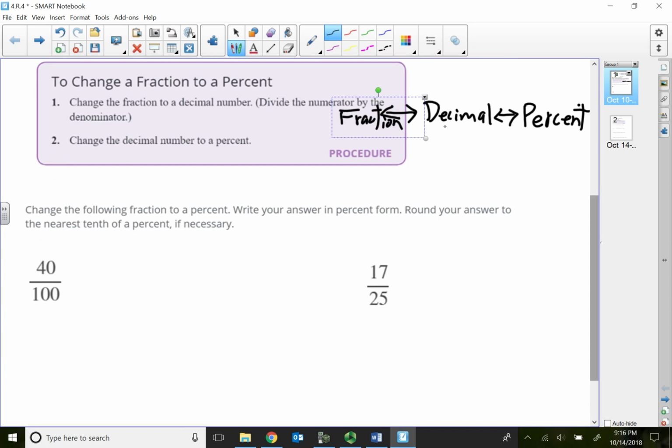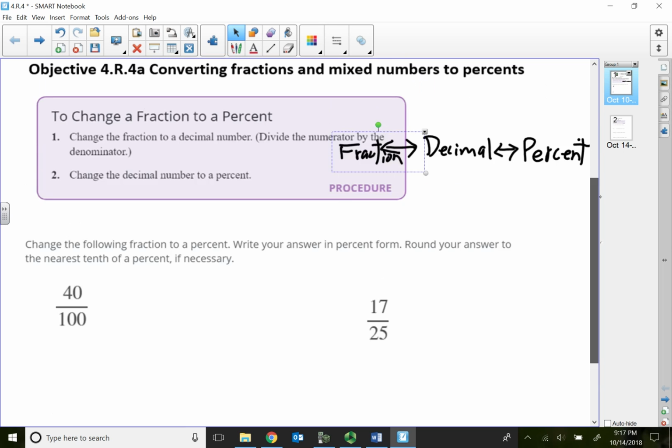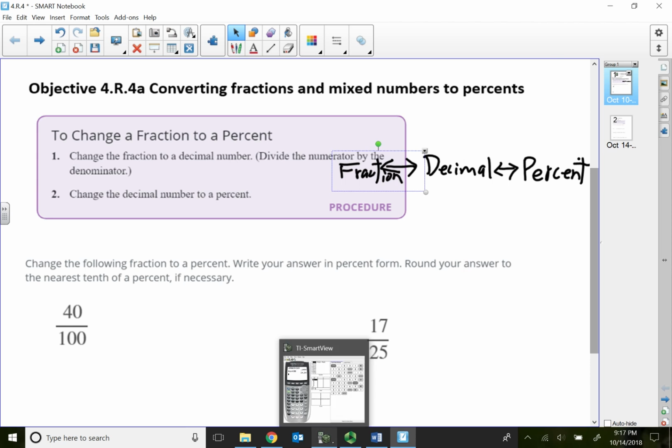A lot of these we can do in the calculator. Whenever we want to convert from decimal to percent, we multiply by 100. Percent back to decimal, we divide by 100 or move the decimal places. So basically, change the fraction to a decimal. That's the first thing we're going to do, which we can let the calculator do.